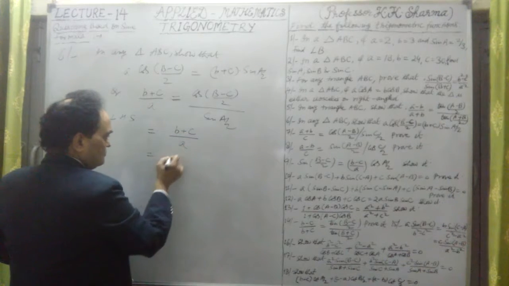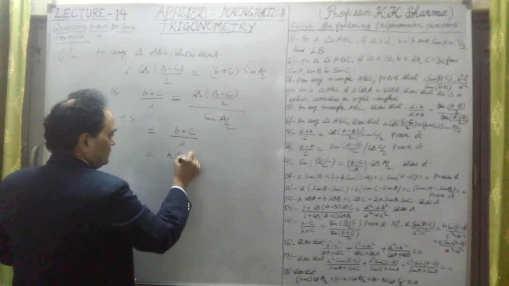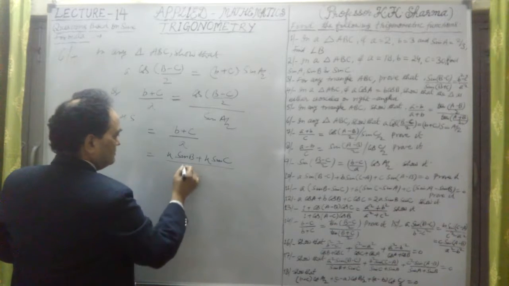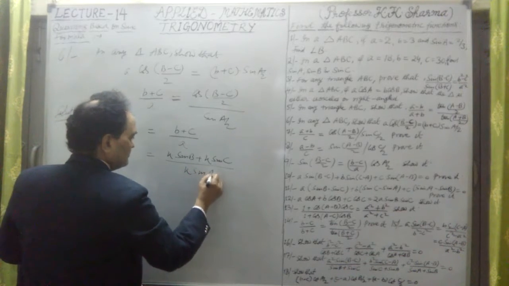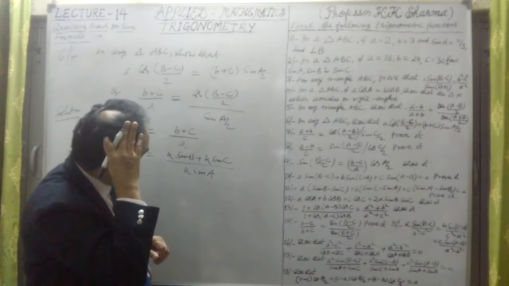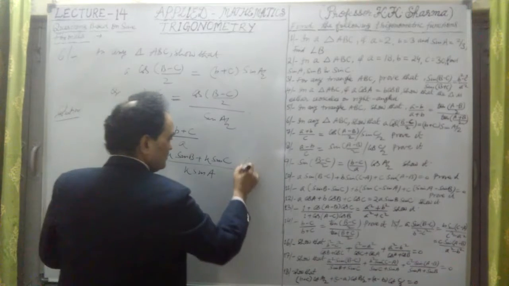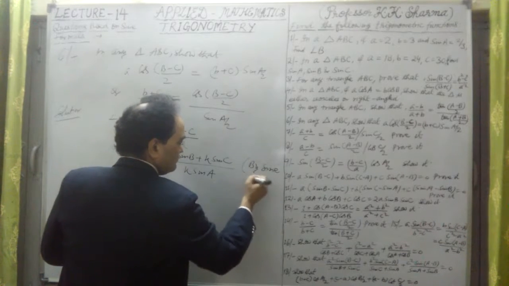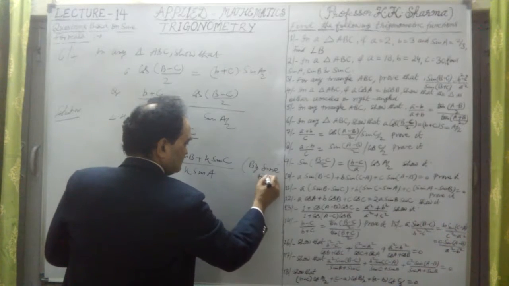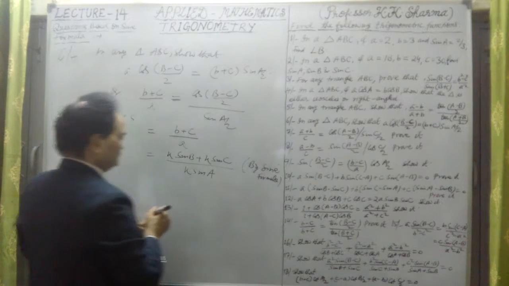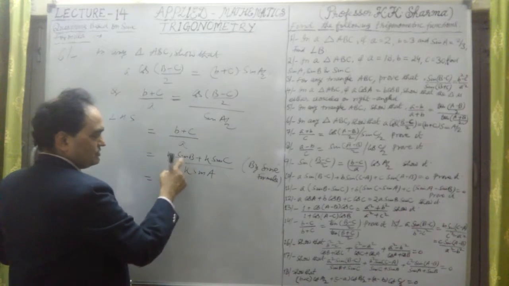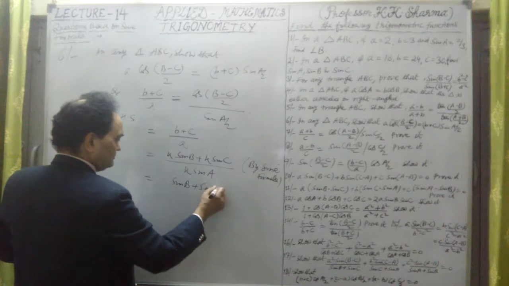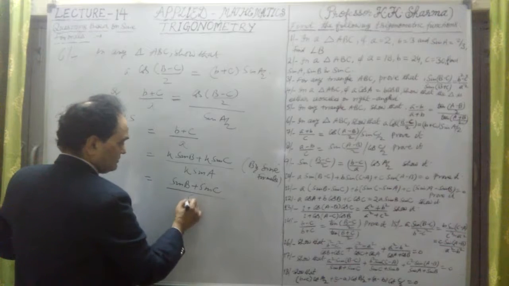So what is the sine formula? Let me put k into sin B plus k into sin C divided by k sin A. By sine formula we can write these values. Now k cancels out, k in the numerator and denominator. We are left with sin B plus sin C divided by sin A only.